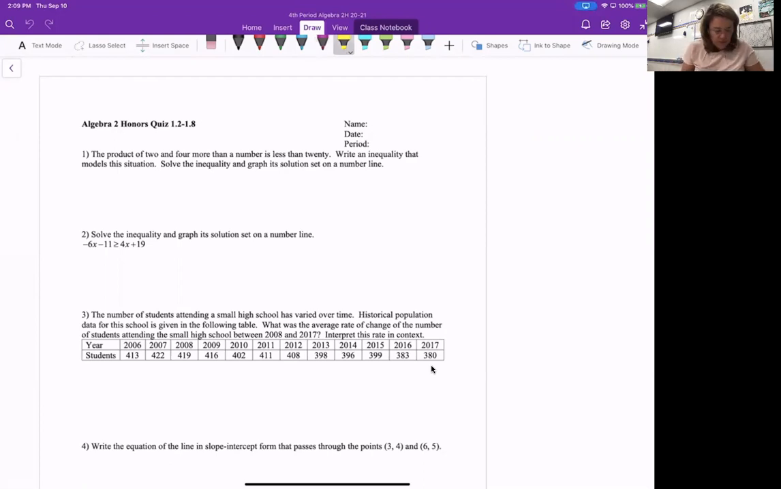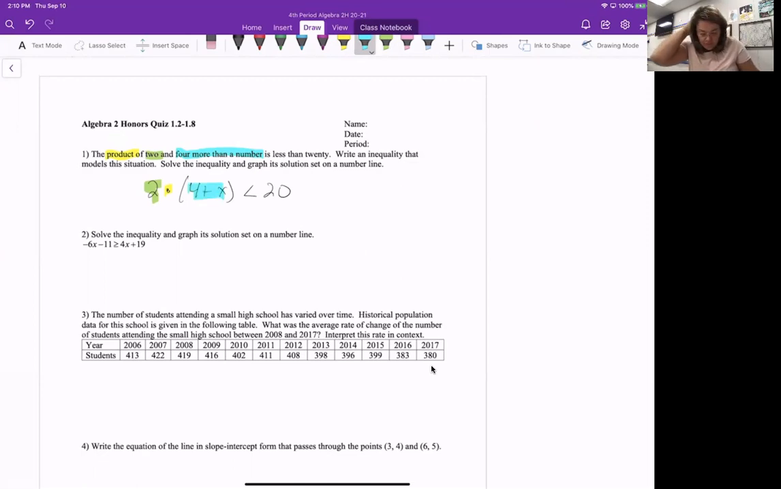The product of 2 and 4 more than a number. So the product is a multiplication, and we're going to multiply 2 and 4 more than a number. So let's write that. I have 2 times 4 more than a number. I'll just use x. And then I have is less than 20. So here is the product, multiplication, here is 2, and here is the sum of 4 more than a number.